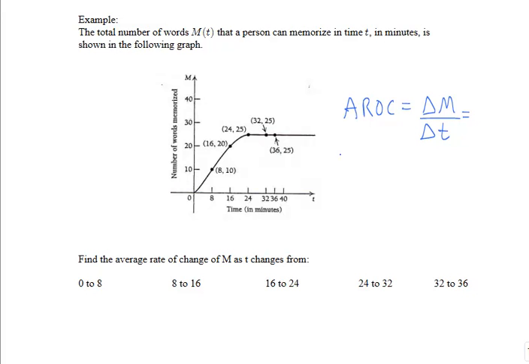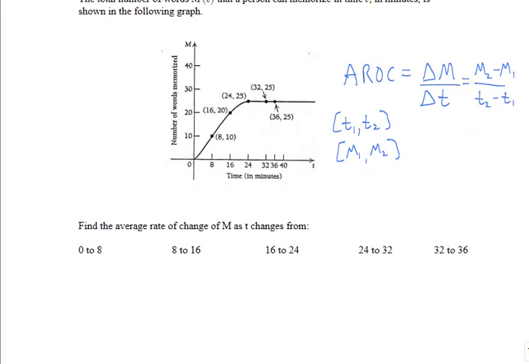So if we're looking at an interval of time from t1 to t2, and that corresponds to an m1 and an m2, then our average rate of change would be m sub 2 minus m sub 1 over t sub 2 minus t sub 1. And it doesn't really matter which order you subtract, as long as you're consistent on the top and the bottom. So if you start with time 2 on the bottom, you need to start with m2 on the top.